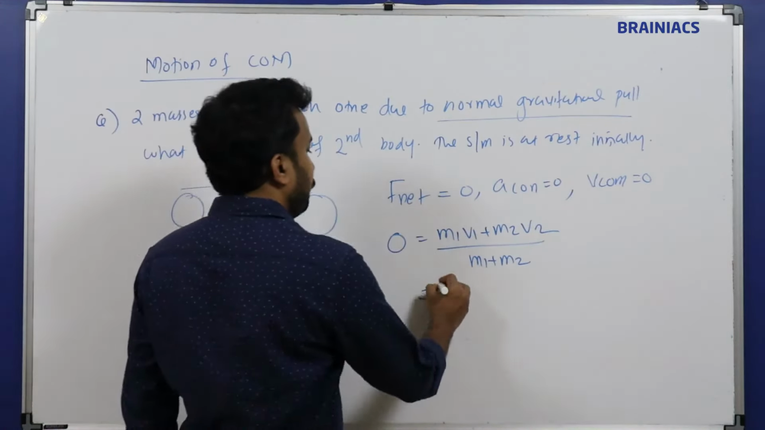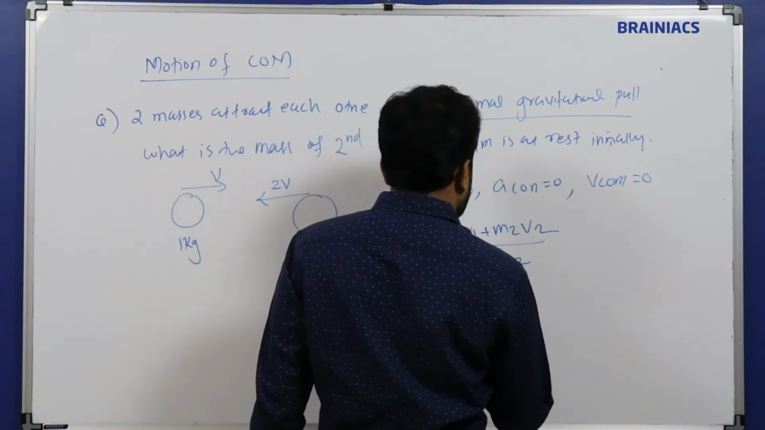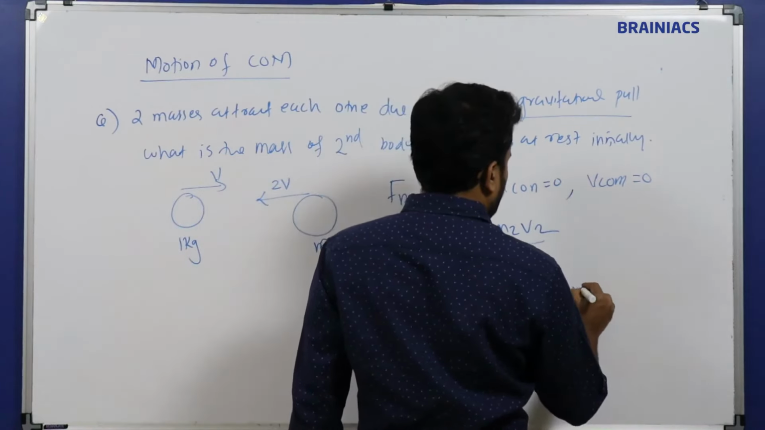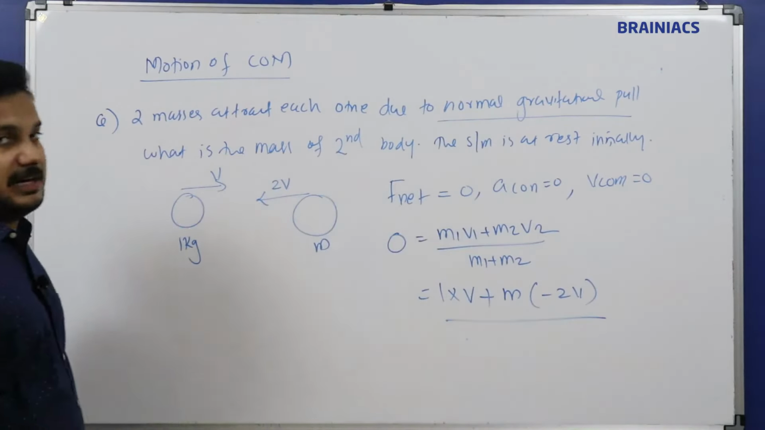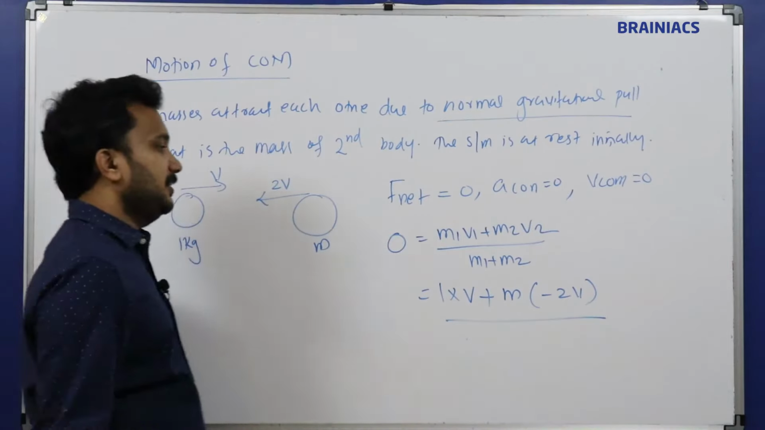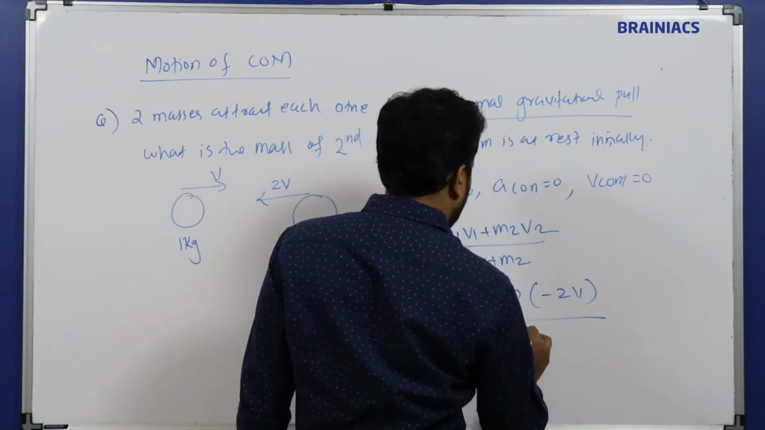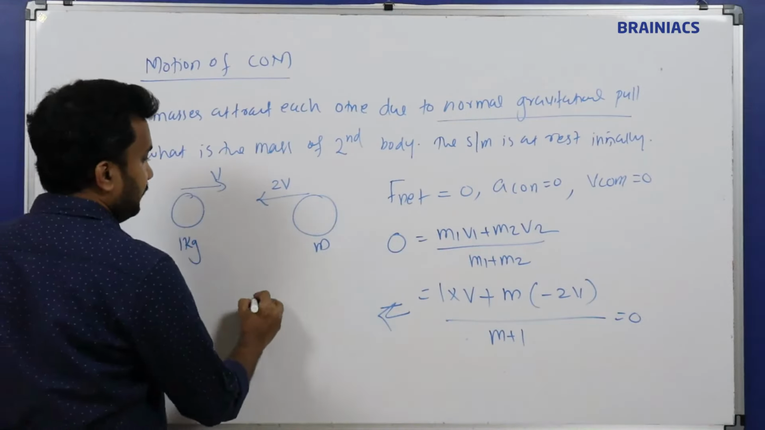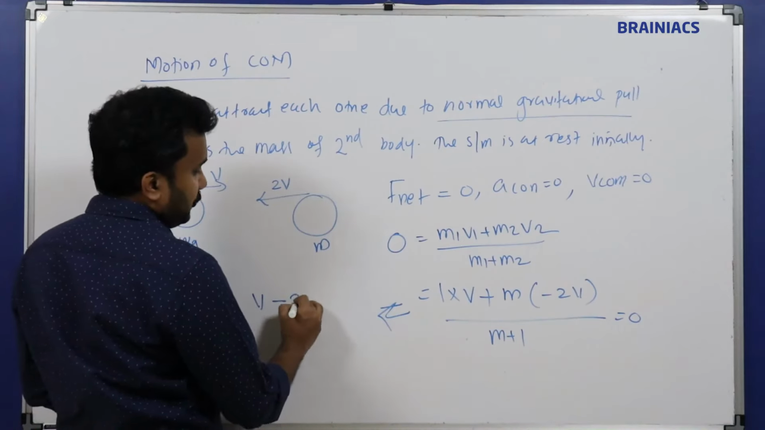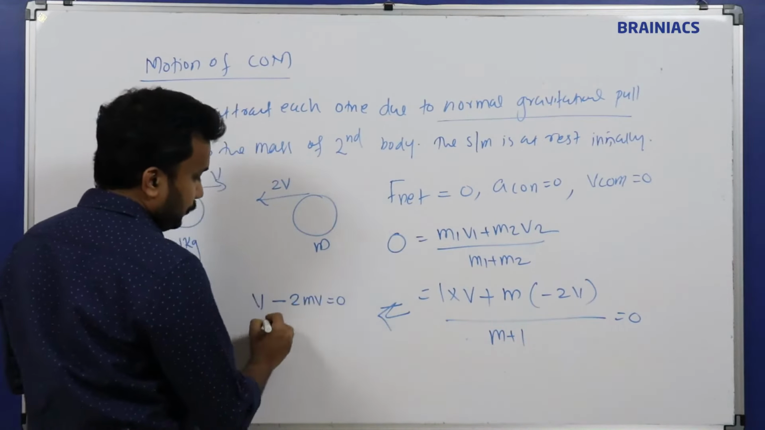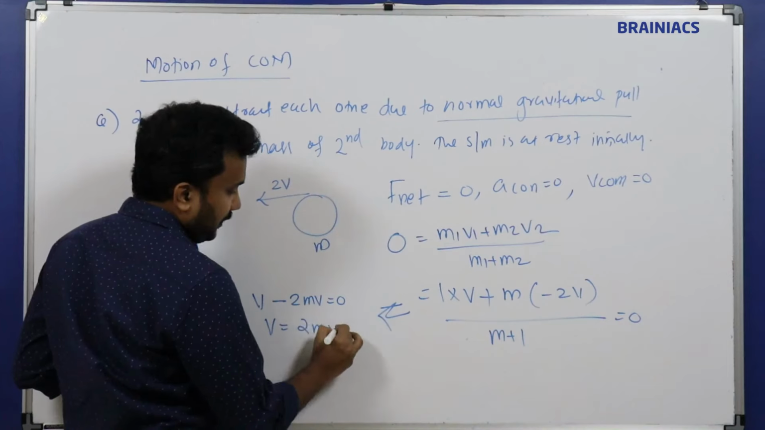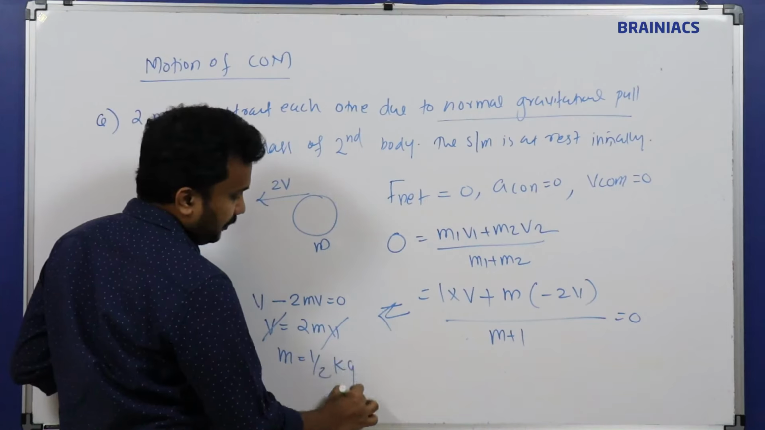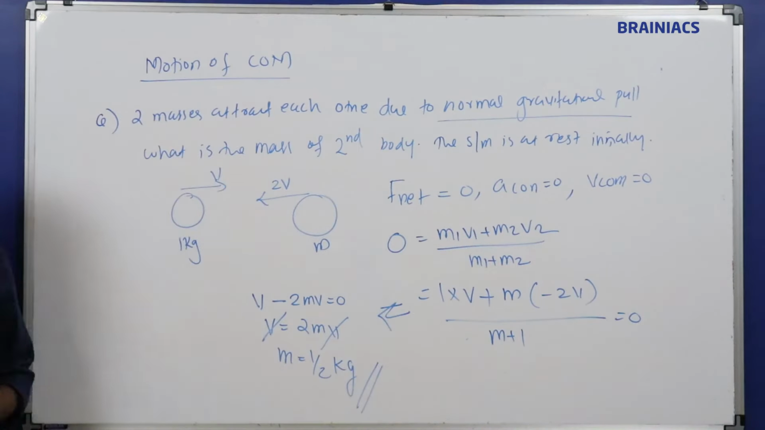Mass of the first body is 1 kilogram, its velocity is v, and the second body m2, its mass is m, it's moving in the opposite direction, so minus 2v. That is because velocity is a vector quantity. When this is plus v, that one is minus v. Total mass m plus 1 is equal to 0. We'll simplify the rest of the things, and here v minus 2mv is equal to 0. v is equal to 2mv. v gets cancelled. m equals 1 by 2 kilogram. m equals 1 by 2 kilogram.